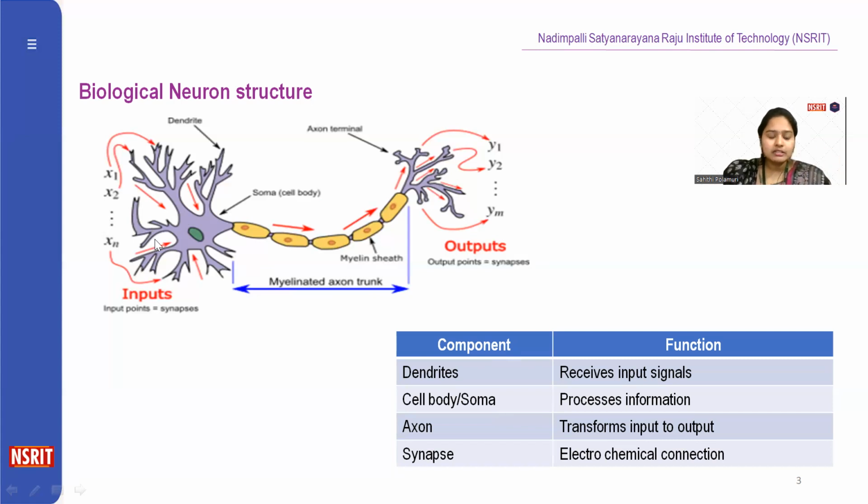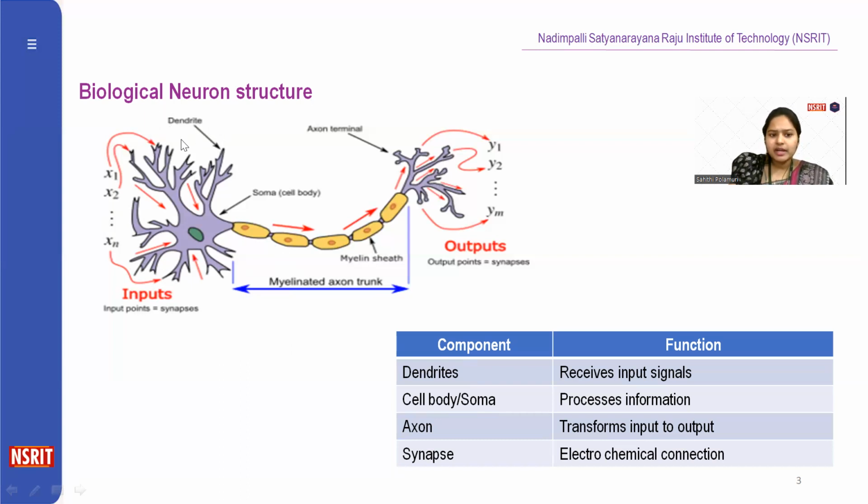A biological neuron consists of four components. Those are dendrites, cell body or soma, axon, and synapse. So, these are the four components of a biological neuron. So, first, dendrites. So, here we have branch-like things, right? So, these are nothing but dendrites. Okay, so all these are dendrites.